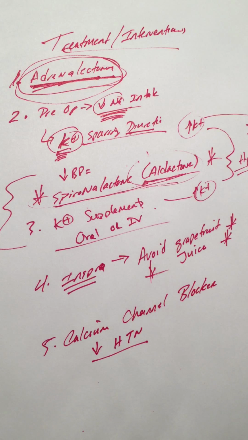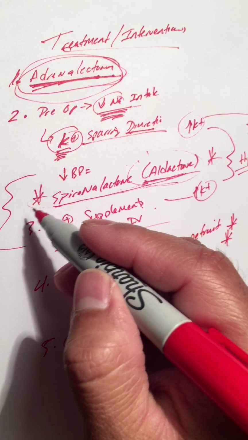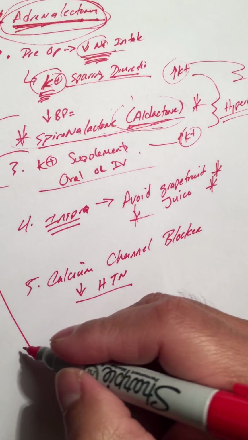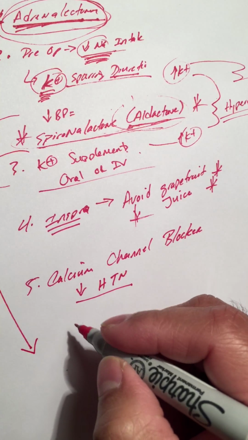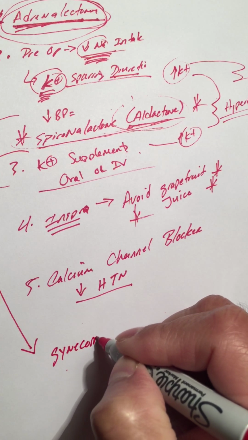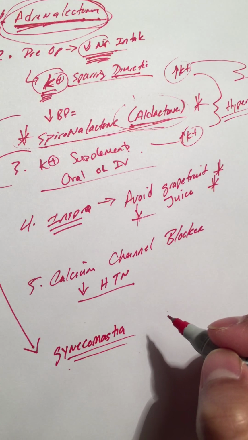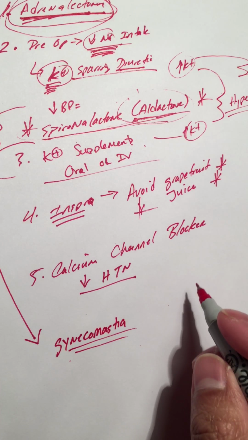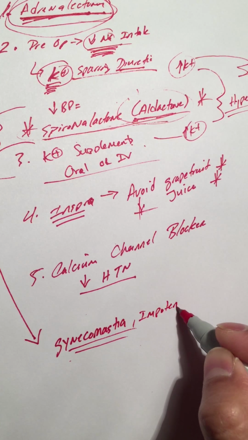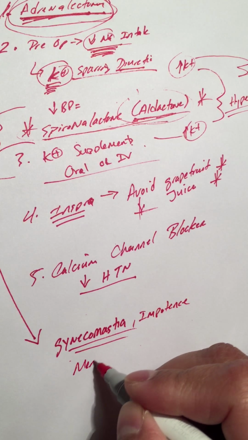Now, I forgot to mention one thing about aldactone. Put that down here. One thing that you have to inform your patient of, or your male patients, is that it can cause gynecomastia. So you must let your patient know that. It can also cause impotence. And in women, it can cause menstrual disorders.